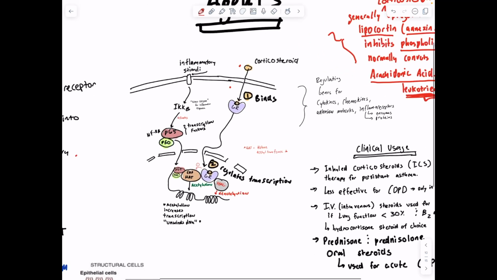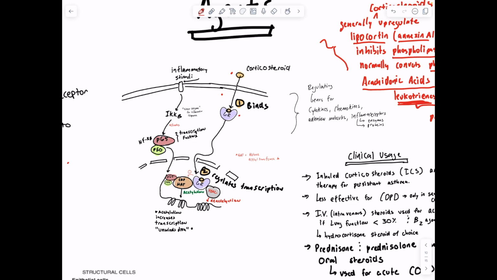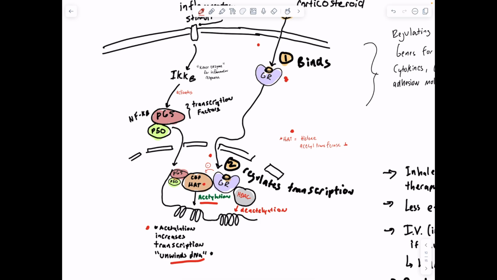This diagram is describing what we just said with the steps: our corticosteroid comes in, binds to its receptor in the cytoplasm, then goes into the nucleus where it can regulate transcription. In particular, it is dealing with the histone acetyltransferase, HAT, which does acetylation, and it can stimulate or inhibit that. And we know that acetylation increases transcription by unwinding DNA from our histones, or unwinding the packing around the histones.